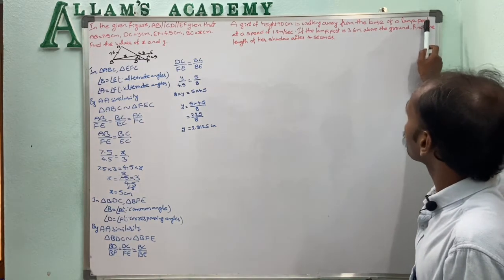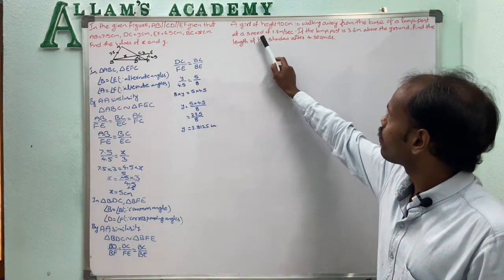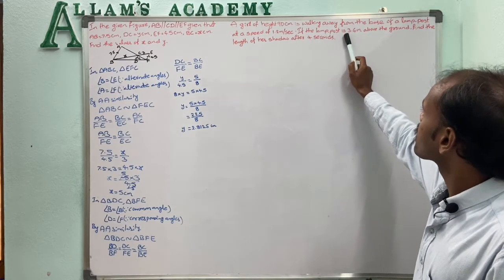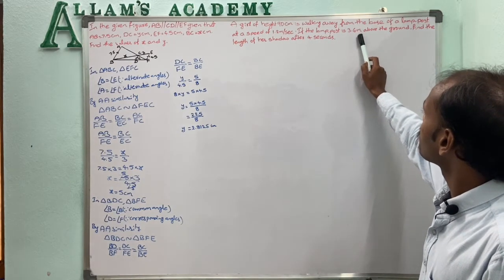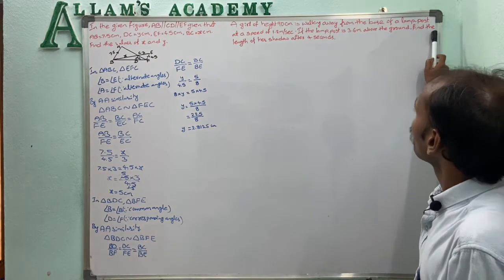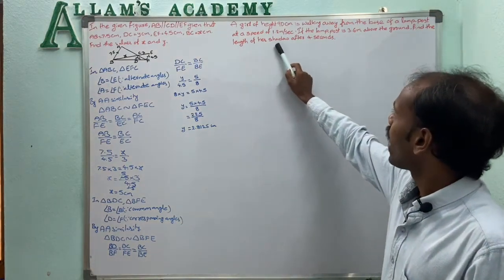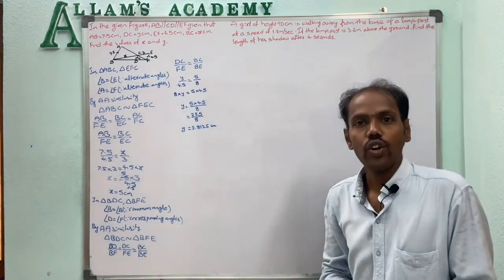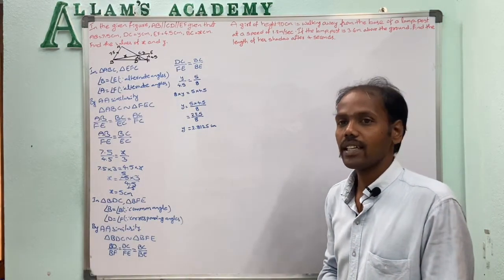The next problem: a girl of height 90 centimeters is walking away from the base of a lamp post at a speed of 1.2 meters per second. If the lamp post is 3.6 meters above the ground, find the length of her shadow after 4 seconds. That is the information given.